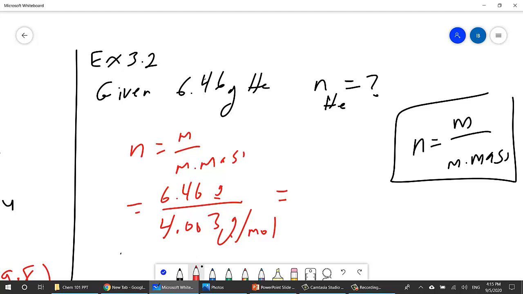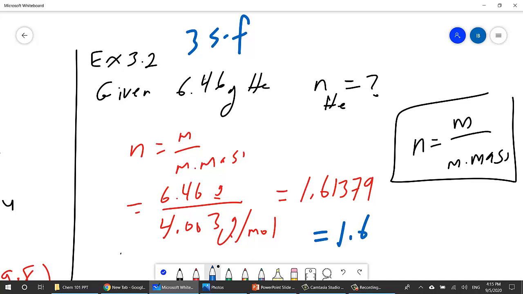So that's almost 1.1379. That's a calculator answer. If you're considering how many significant figures we are given here, we are given 3 significant figures. This number 4.003 has more, so I am doing division. So I will stick with 3 significant figures, and therefore my answer is 1.61 mole. You can call this method A, if you like.